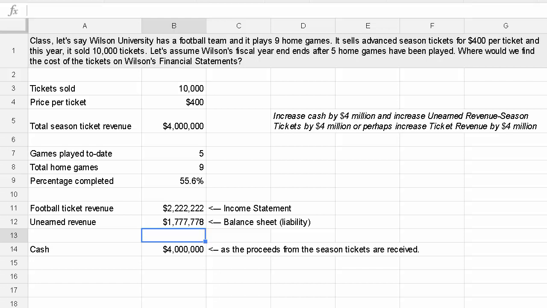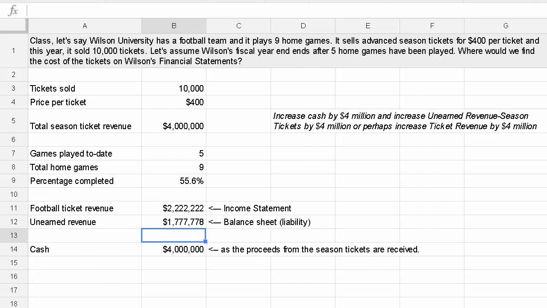Now, once the season ends, we could adjust for that and then record that remaining $1,777,778. Now, one other thing I want to point out is, at the time the tickets are sold, we would show the cash increasing on the company's balance sheet. Now, by the end of the season, the end of the fiscal year, that cash will probably be used for a lot of other purposes, so there'll be other transactions that impact it. But the point here is that Wilson University will collect $4 million in cash, so cash will be increased.